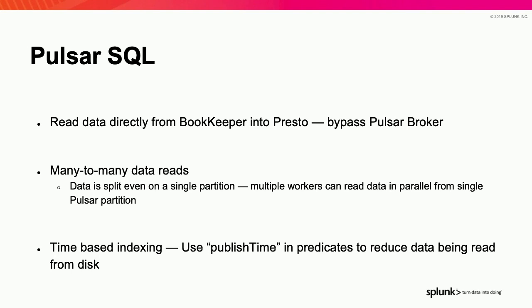That is what many-to-many data reads means. Data is split even within a single partition, and multiple workers can read data in parallel from a single Pulsar partition. As Matteo pointed out, a single partition and its corresponding segments are distributed across the entire cluster. So even if a query has to hit a single partition, because the segments of the partition are distributed across multiple disks, we can read and process them in parallel. That way, even in the presence of data skew, the queries will run faster.